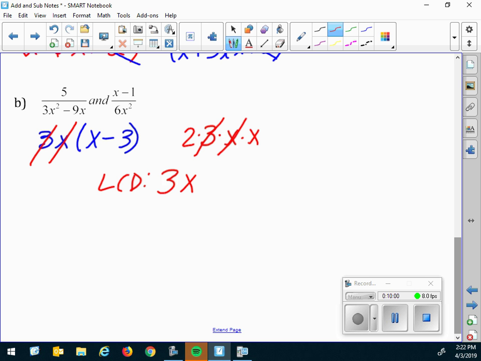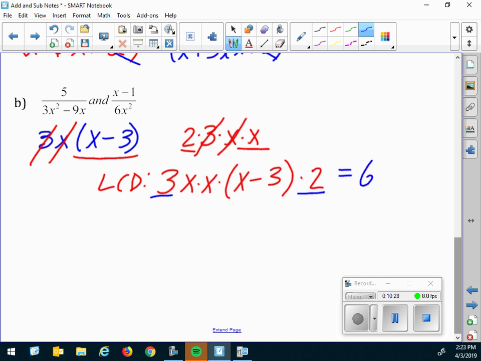Do I have anything else in those two lists that's the same? No. So I'm going to write everything else down. I'm going to write down that x, and then I'm going to write down this x minus 3. And then the 2. And then the 2 that I forgot. All right, so what have I got here? I got 3 times 2. That's 6. Then I got x times x times x minus 3.